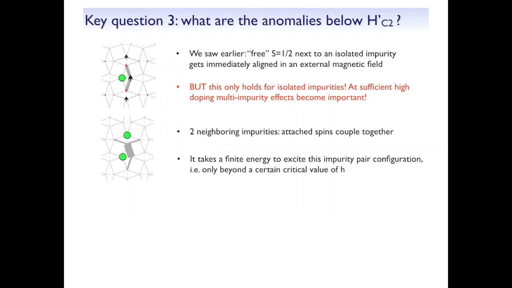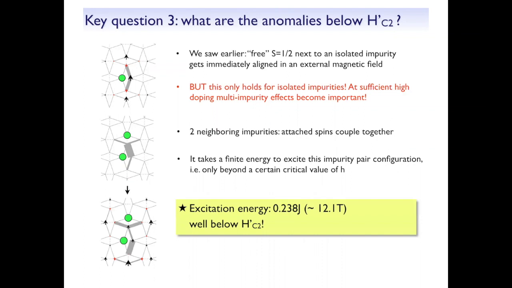So for example, if we take two impurities next to each other, then the free spin on each will simply couple to a singlet, forming a low energy bond between the dimers, and it will take a finite energy to break up this dimer, right? So this is only going to happen beyond a certain critical value of the field, and we computed this critical value for this case and found that this happens around 12 Tesla, so that's a value well below the HC2 we had before, right?